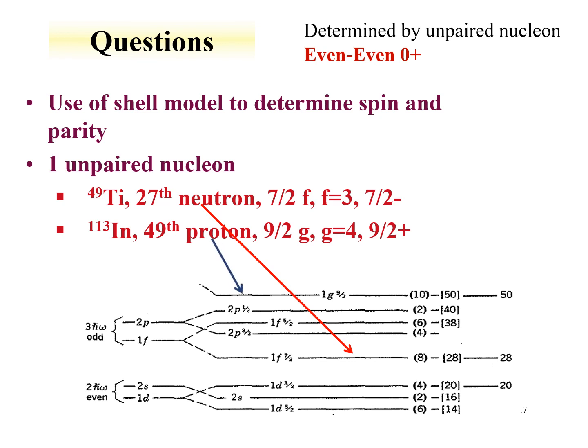Another example, indium-113. The 49th proton defines this element indium that lives here. It's a g 9 halves. 9 halves is the spin, g is 4, so it's 9 halves plus. If you go to the chart of the nuclides and look up indium-113, you'll indeed see that spin and parity are 9 halves plus. This also indicates that these nuclei are spherical, since the shell model is used to evaluate and is based on spherical nuclei.